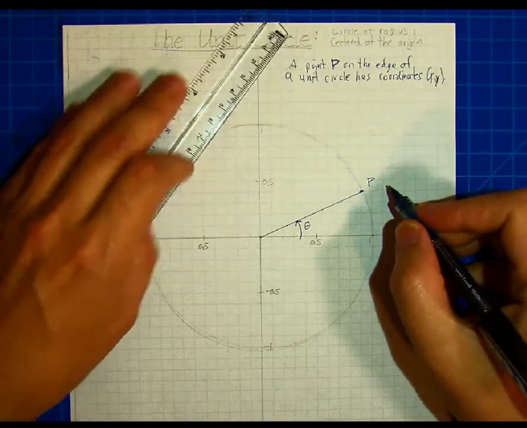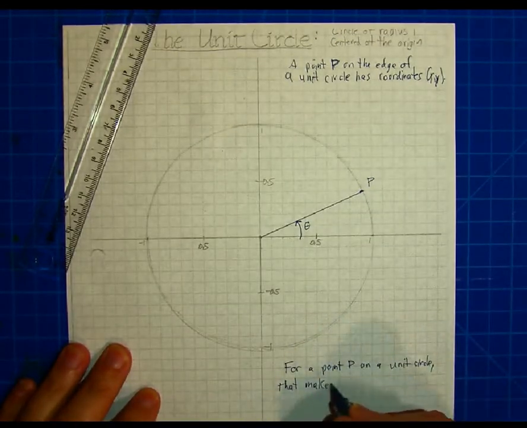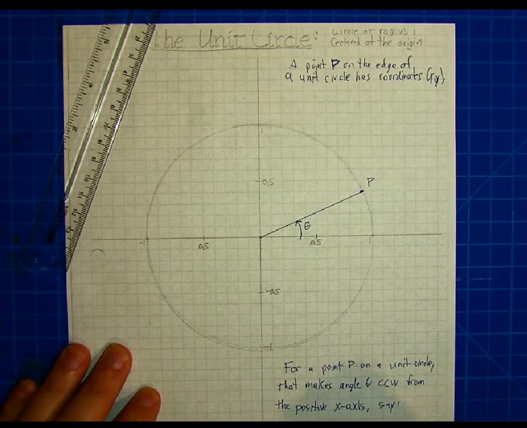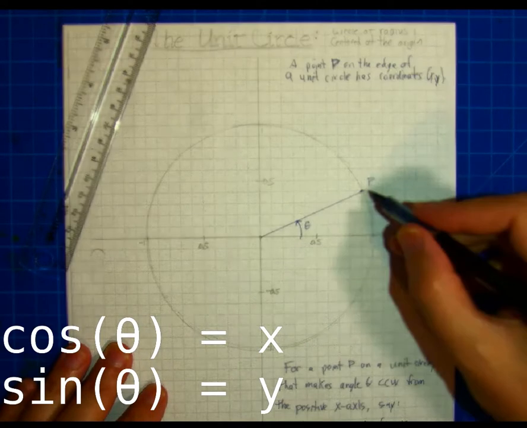So what I'm going to do from there is I'm going to define, for a point P on a unit circle that makes angle theta counterclockwise from the positive x-axis, sine of theta equals y and cosine theta equals x. So in this example here, I have angle theta and I have point P.